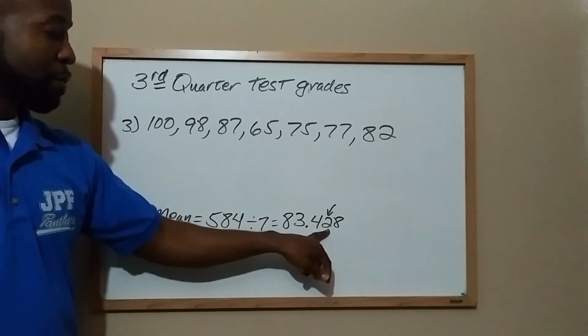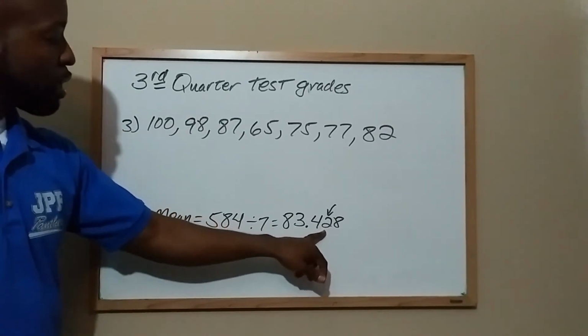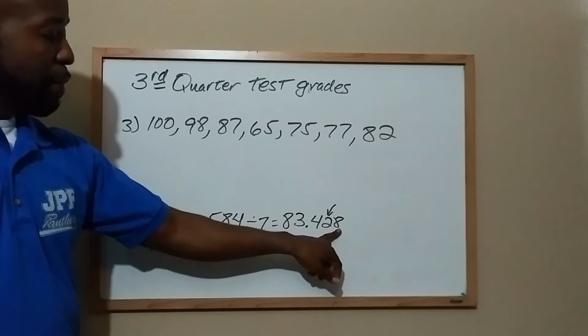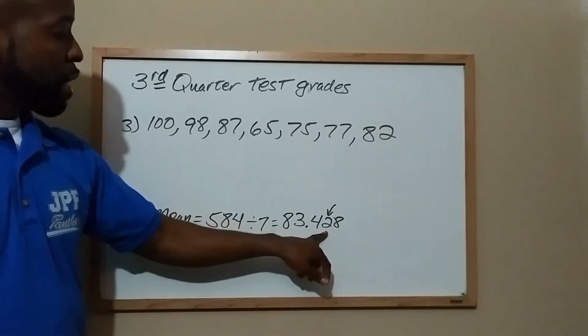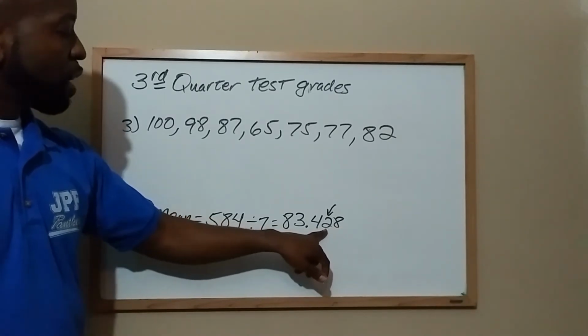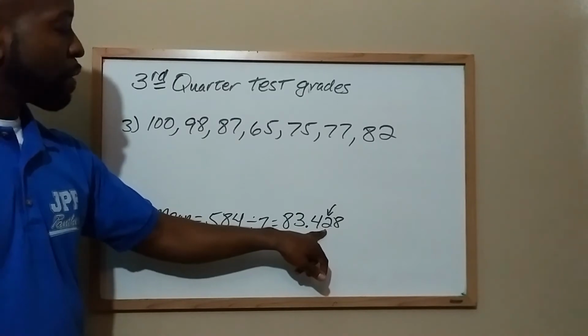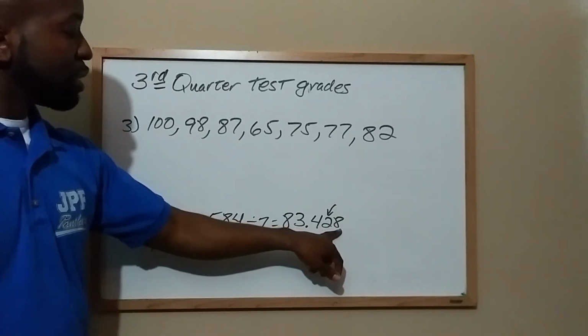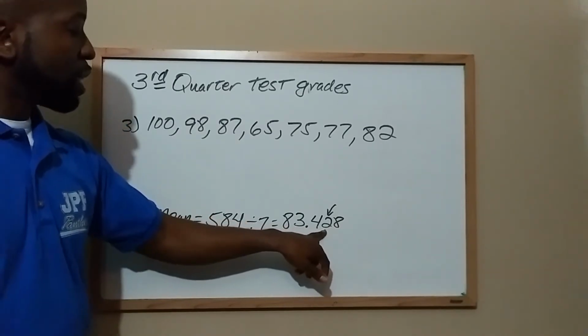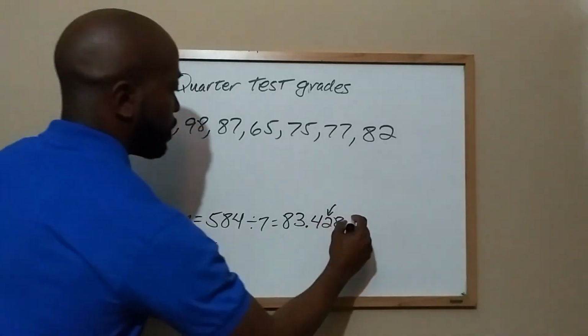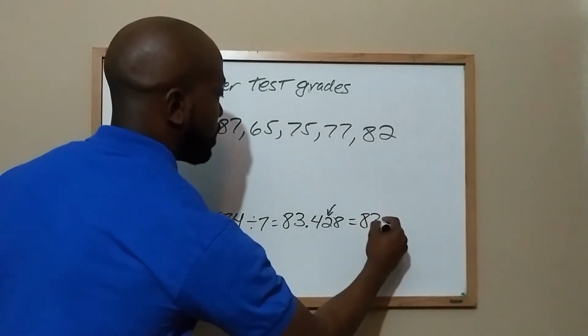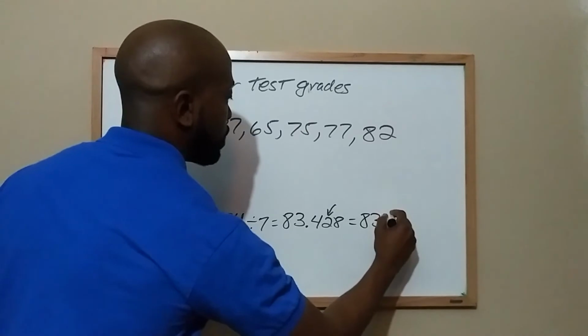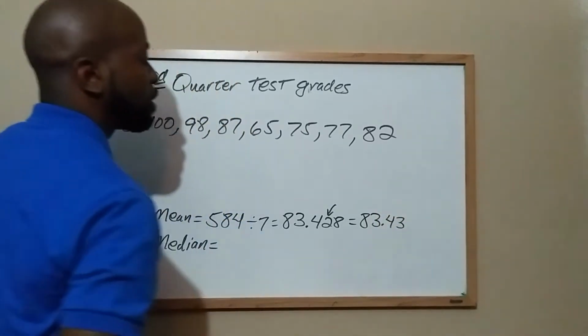All right, so I need to round. I need to look at the number to the right of the 2, which is the 8. If that number is 5 or more, I need to move that 2 up to a 3. But if that number was less than 5, I keep that 2 the same. So my final answer is 83.43. I had to round up.